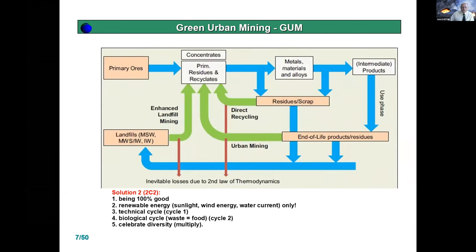So the idea of green urban mining is presented a little bit differently. Because of the situation, we still need to use some primary ores, which can be transformed into concentrates, then primary residues and mineral resources. From this, we make materials and alloys, and then final products. But because of the closed circle, all waste materials made in these separate phases will be used again and prevented from being deposited into the environment and causing environmental pollution.